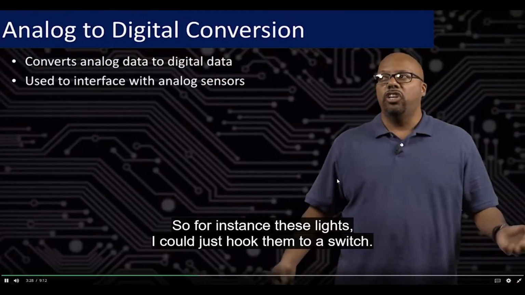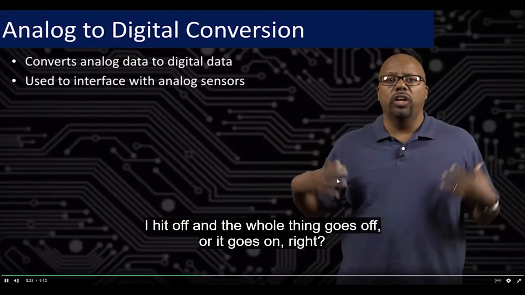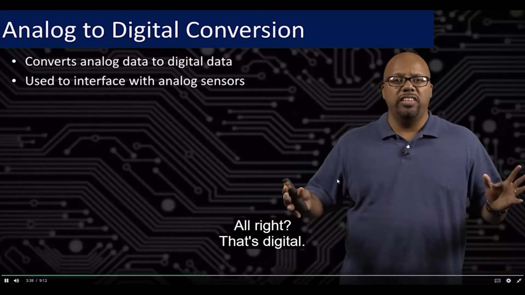Now, digital phenomena is something that's either off or on, or at least has some discrete number of states. For instance, these lights, I could just hook them to a wall switch, right? I hit off and the whole thing goes off, or it goes on. So maybe I'm using my light in a digital way. It's either all off or all on. That's digital, or that's discrete, really.